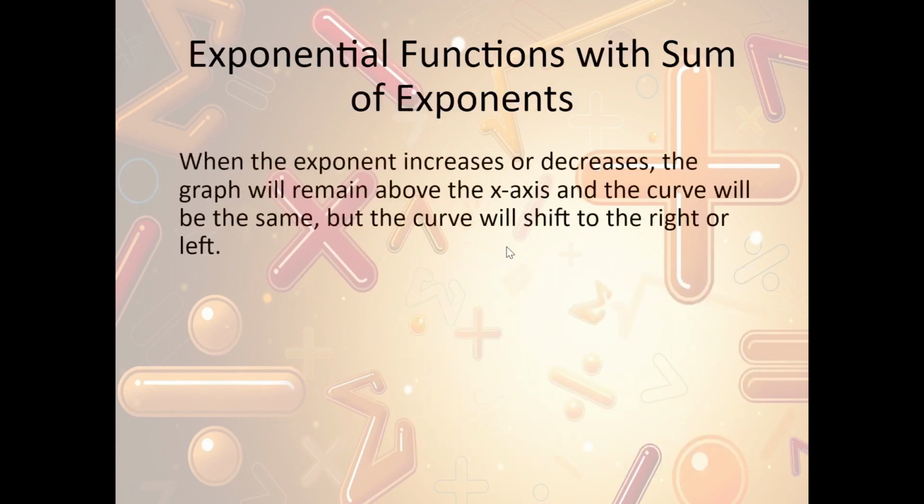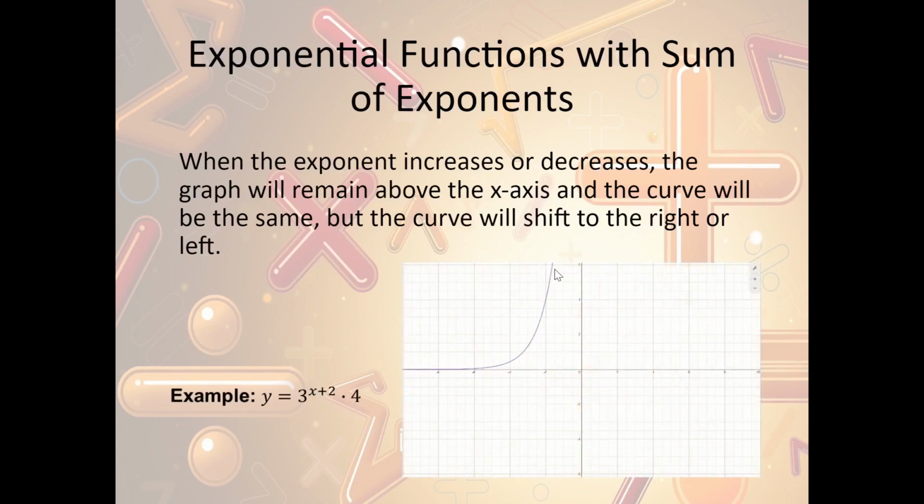Now, what if we do a sum of exponents, meaning we add something to the exponent? Well, that will cause the graph to shift to the right or to the left. For instance, we have y equals 3 to the x plus 2, times 4. Notice it's the same curve, and because this is in the exponent, we're always going to go opposite. You would think x plus 2 means we slide to the right, but because it's in the exponent, we go opposite. So x plus 2 becomes a shift to the left. It's the same graph as 3 to the x times 4, except we slid it to the left 2 units.